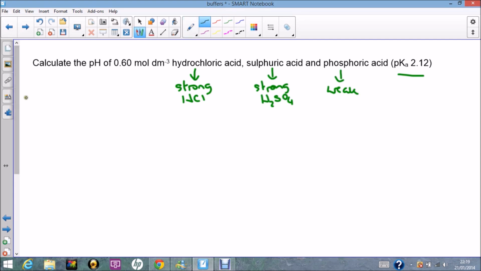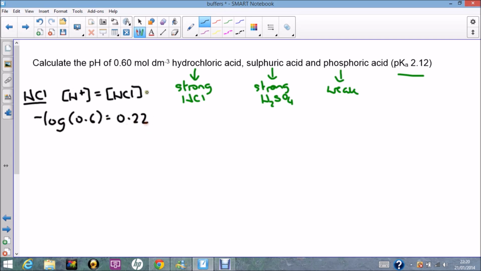So now we're going to answer the question, so we'll start with HCl. And we should remember that H plus concentration is going to be equal to the concentration of HCl because it's a strong acid and it's only got one acidic proton. So we're going to do minus log 0.6, which gives us 0.22. That's going to be our first mark if this was a question.